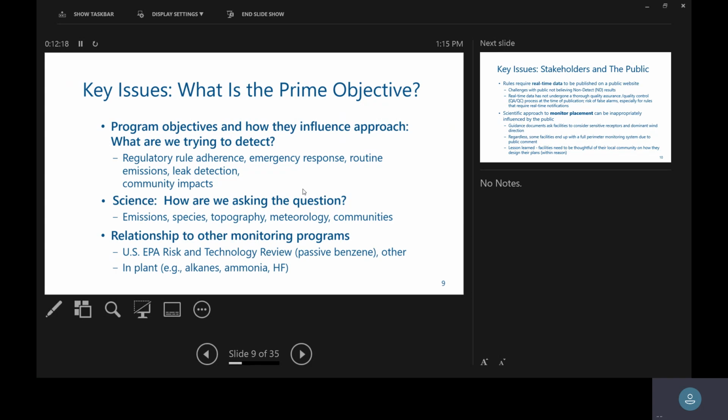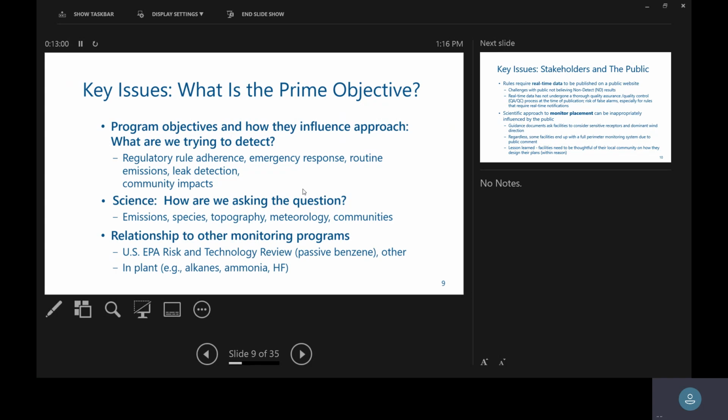So I've talked about how we're asking the question, and there are factors that go into that: emissions, your target species, the topography of the site, the meteorological conditions, where the communities are. That's a big point as well, of course. And then what other programs are going on? A lot of times things overlap. Some of the refineries we're working with right now have the RTR passive benzene sorbent program testing in place concurrently, but that has a weeks-long delay, and so they're doing those monitoring efforts in parallel.